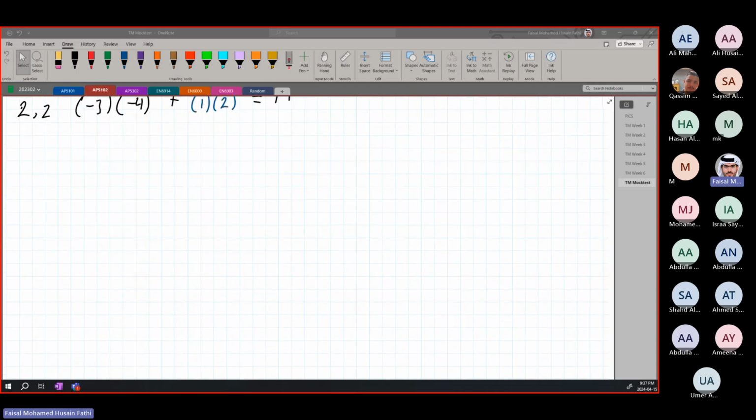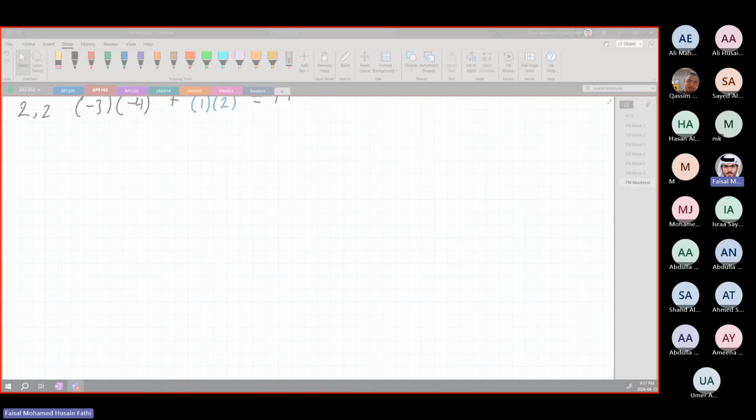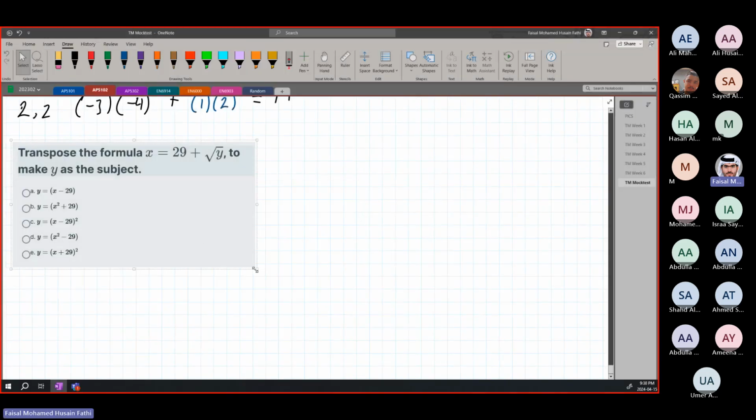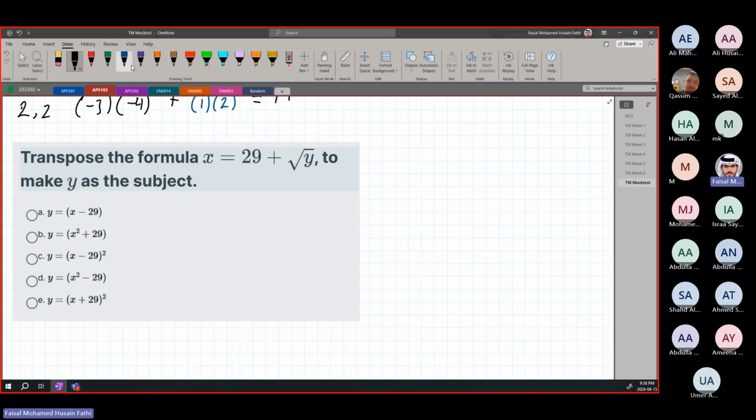Transposing. Now, transpose the following formula to make y the subject. Again, subject means we want this y to be by itself. We want it to be on its own side equal to something. So this is x equals 29 plus square root of y.